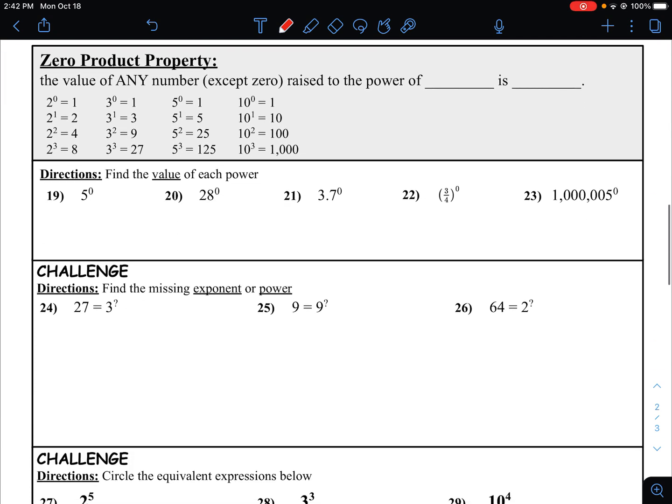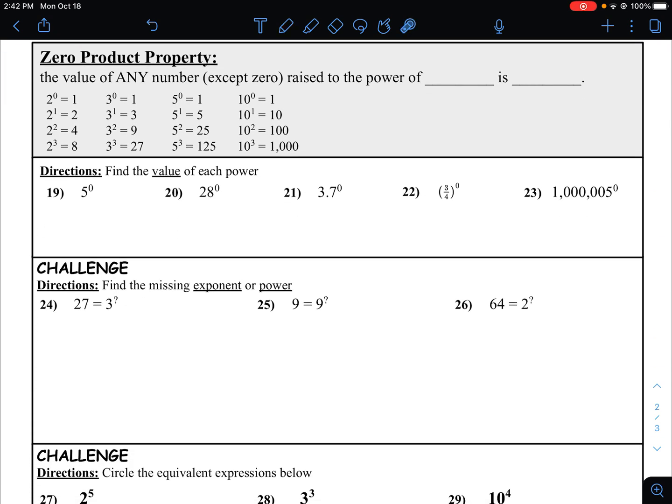All right, the zero product property. This states that the value of any number except 0 raised to the power of 0 is 1. So anything to the 0 power equals 1. So 2 to the 0 equals 1. 3 to the 0 equals 1. 5 to the 0 equals 1. 10 to the 0 equals 1. 5 to the 0, that equals 1.